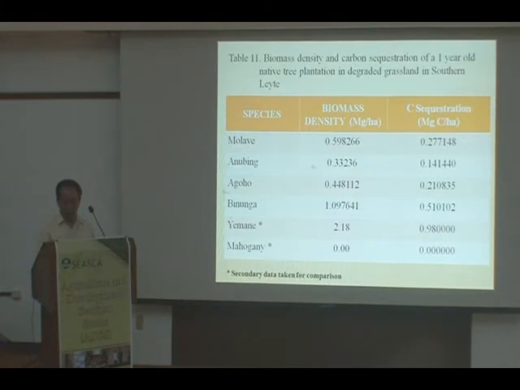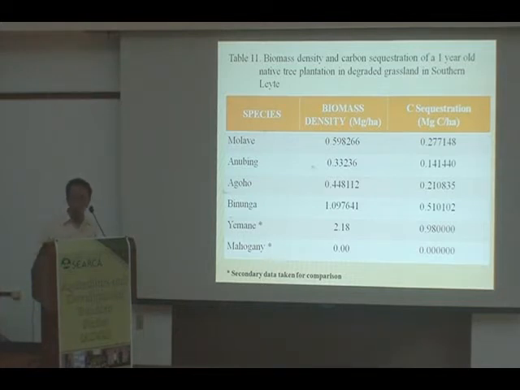For the amount of carbon being sequestered by the different tree species, it came out that Pinonga has the highest amount of carbon in terms of megagrams of carbon per hectare, which is equal to 0.51 megagram carbon per hectare. Then it was followed by Molabe, then Agoho and Anubing.